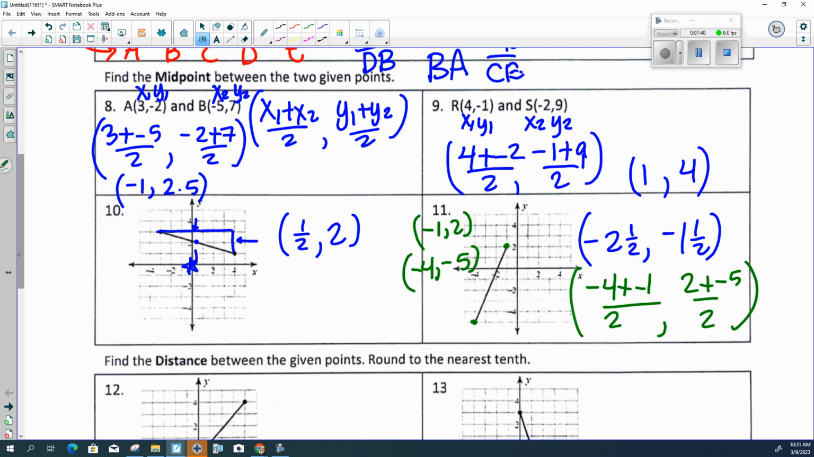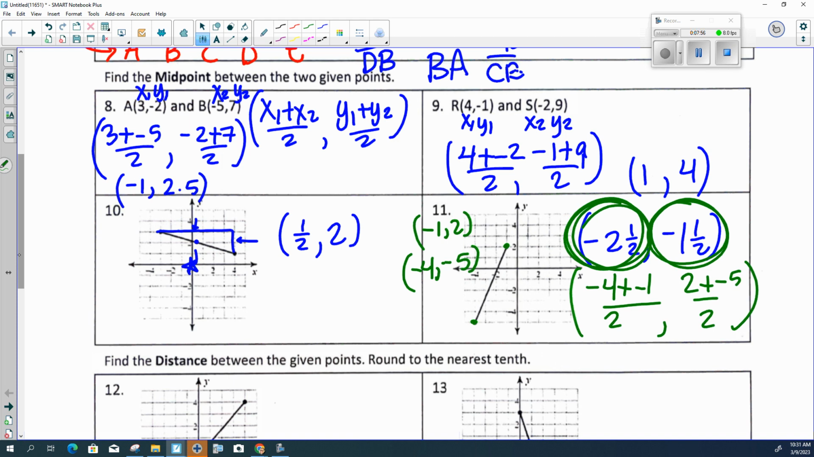Negative 4 minus 1 is negative 5. Negative 5 divided by 2 is negative 2.5. 2 plus negative 5 is negative 3. Negative 3 divided by 2 is negative 1.5. So I get the same answers.